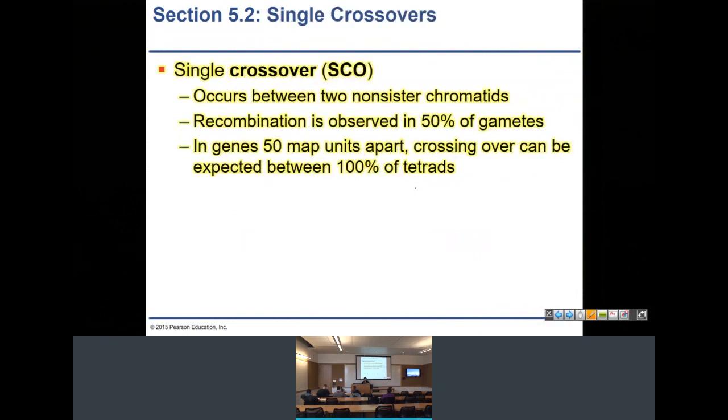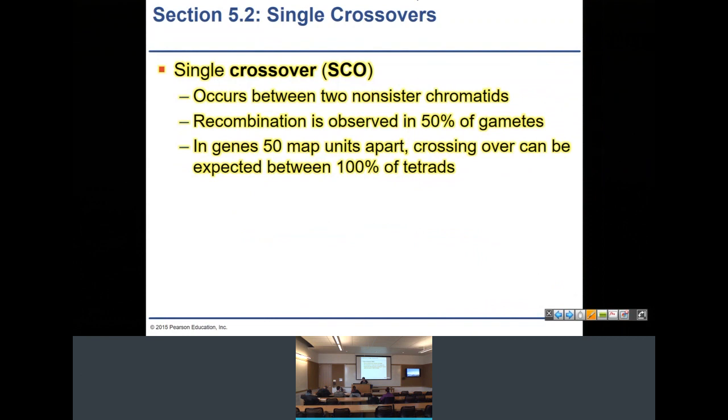When you see SCO versus DCO, that means single crossover event versus a double crossover event. And actually, I think we might have mentioned this last time, the chance of having a single crossover is higher than having a double crossover between two genes. And then less chance of a triple crossover, and so forth and so on.